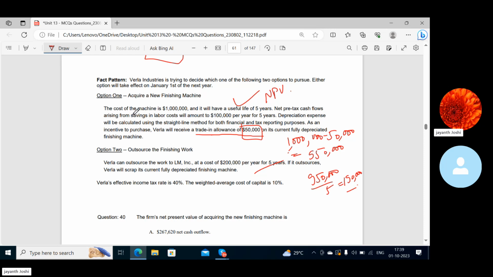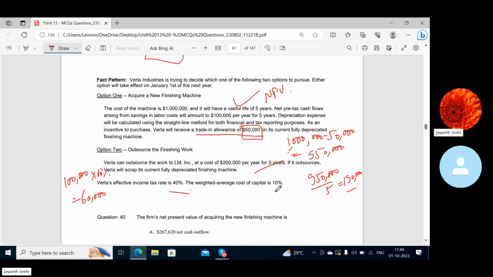See, net pre-tax cash flows arising from savings in labor cost. So this is the cash inflow for them. They are saving this much in labor cost, right? 1 lakh. Yeah, and on this savings, if I remove the tax, that becomes 60,000. That means I will take 60%, correct? Yes. Correct.